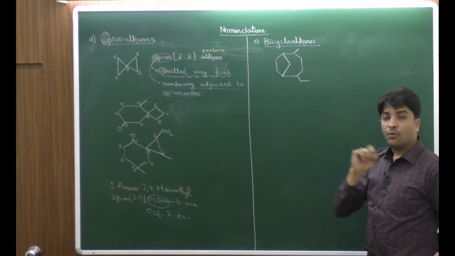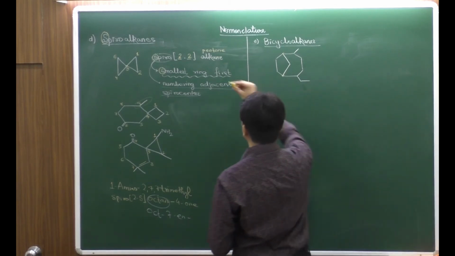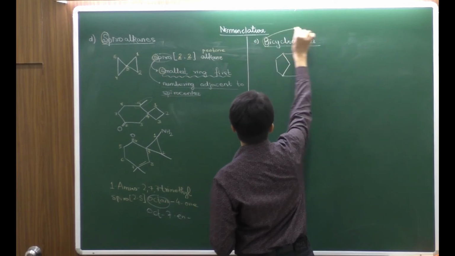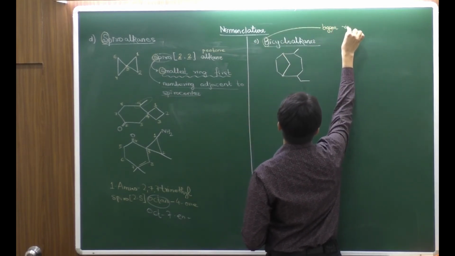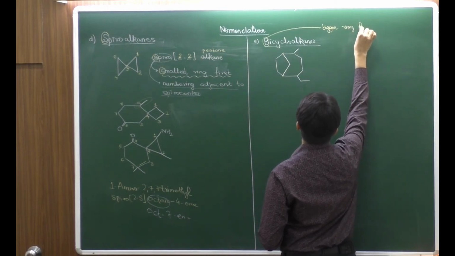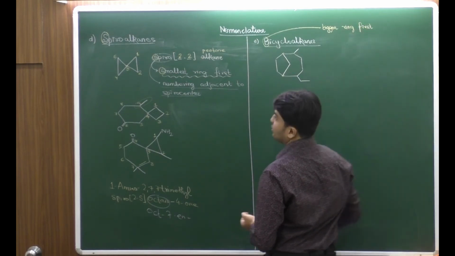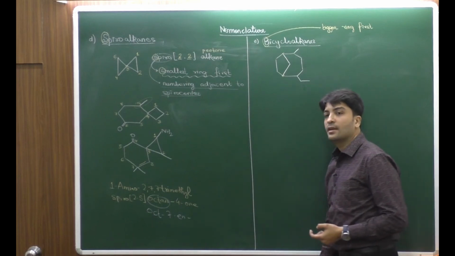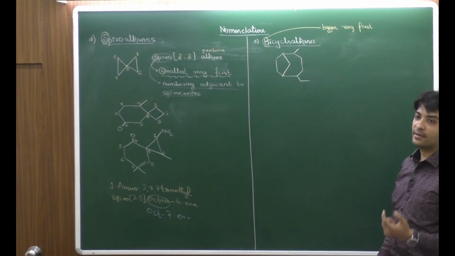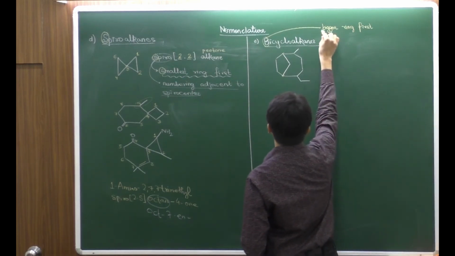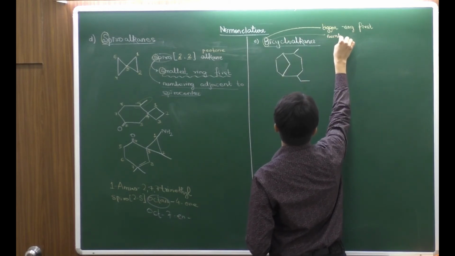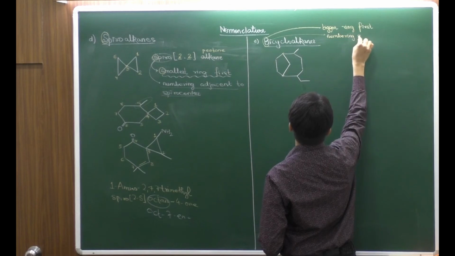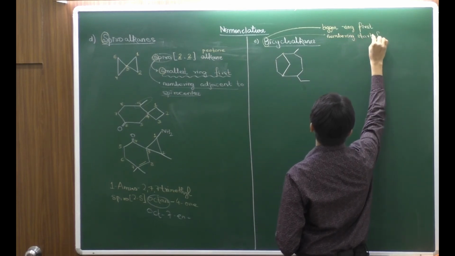Okay. Now in bicyclo also two things have to be remembered the same way. Remember with B: bigger ring first. It's a mere coincidence to actually remember it. Spiro S, smaller ring first. Bicyclo B, bigger ring first. With the bigger ring, also remember that here the numbering starts from the bridge carbon.